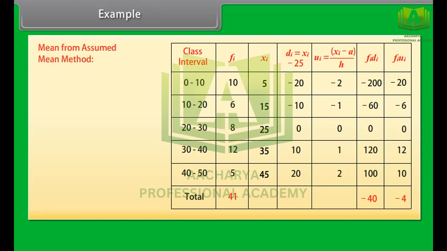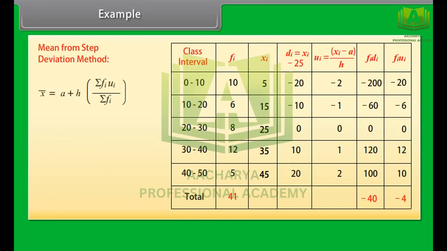And then we find the mean using the assumed mean method by using the formula: assumed mean plus summation of the product of fi and di divided by summation of fi. 25 plus minus 40 by 41, 25 minus 0.98, 24.02.